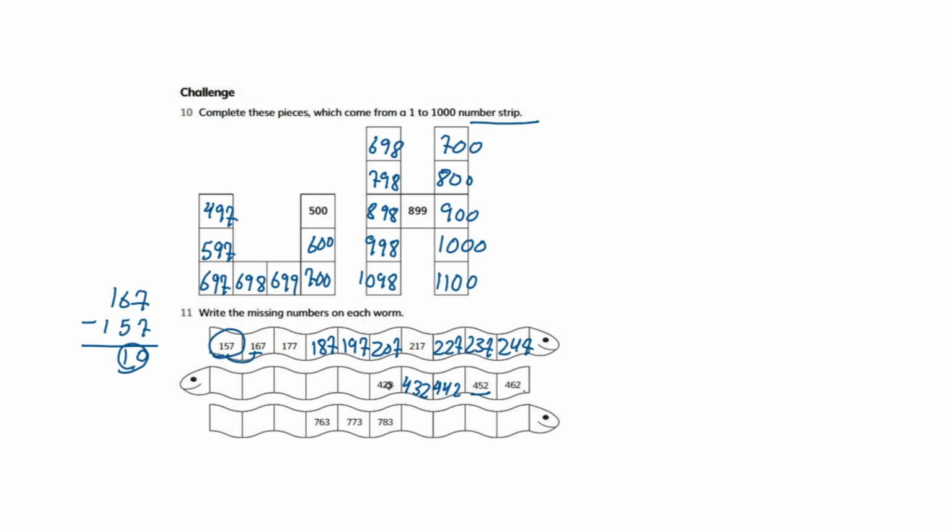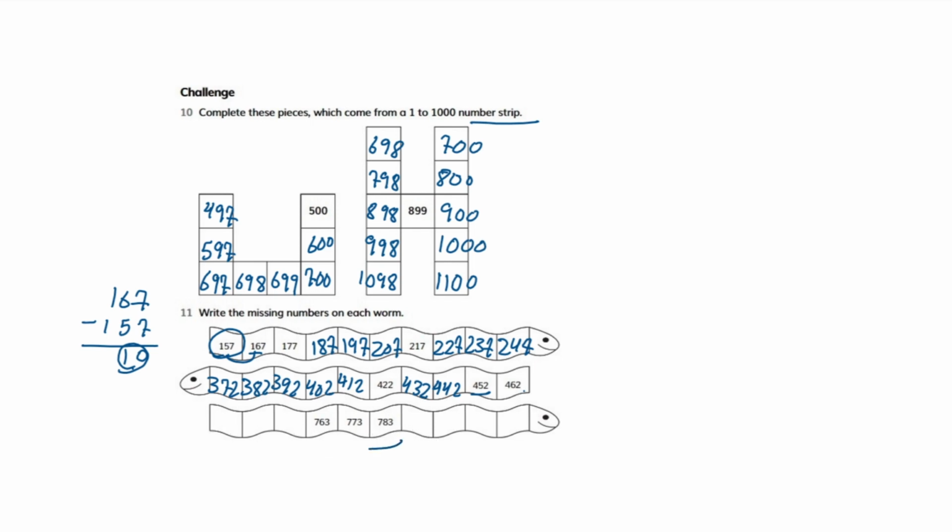And 422 minus 10 will be 412. 412 minus 10 is 402. 402 minus 10 is 392. 392 minus 10 is 382. 382 minus 10 is 372. We are done with the second one also, but the last one is moving from left to right.